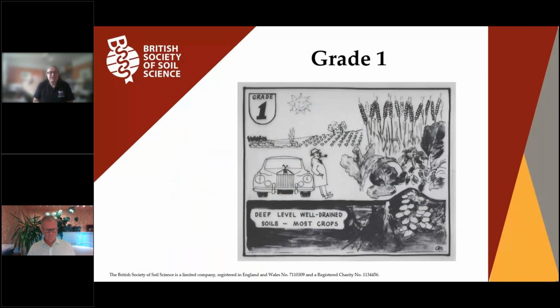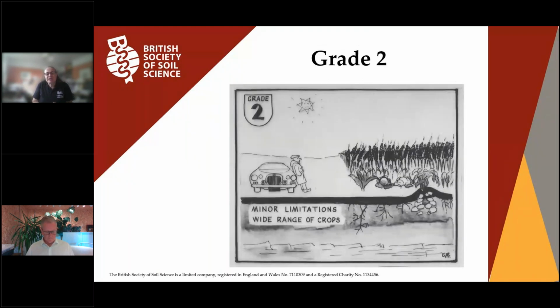So what does this actually look like on the ground? So these are just some cartoons just to show what different grades might look like. So grade 1, if a farmer's got grade 1 land, he's doing pretty well, and he can grow a wide variety of crops because he's got good agricultural land. Moving on to grade 2, has minor limitations, but you can still grow a good range of crops, and so the farmer there is quite content.